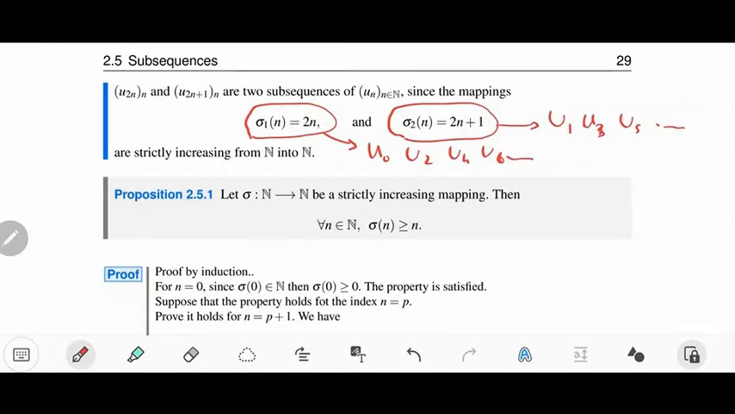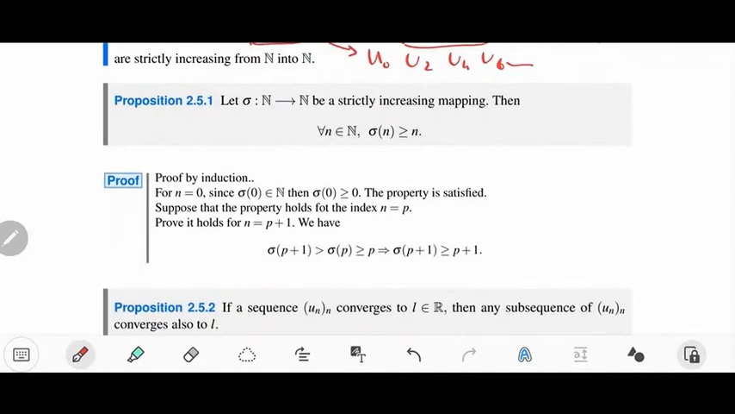Now, we can prove that choosing sigma as being a mapping from N into N and being strictly increasing means that sigma n is greater than or equal to n. So you cannot have, for example, sigma of 3 less than 3. It would be, of course, greater than or equal to 3. You can prove this by induction, because if you have the proposition true for n equal p, then you have sigma of p greater than or equal to p. Then sigma of p plus 1 will be greater than sigma p, because the mapping is strictly increasing.